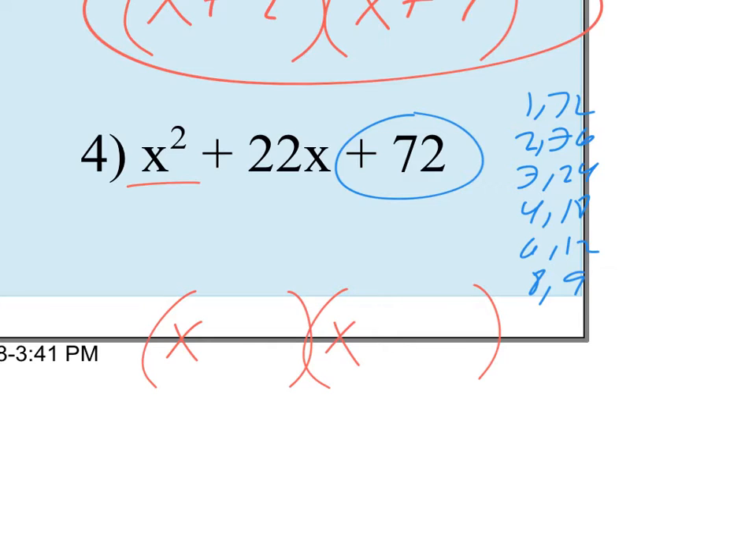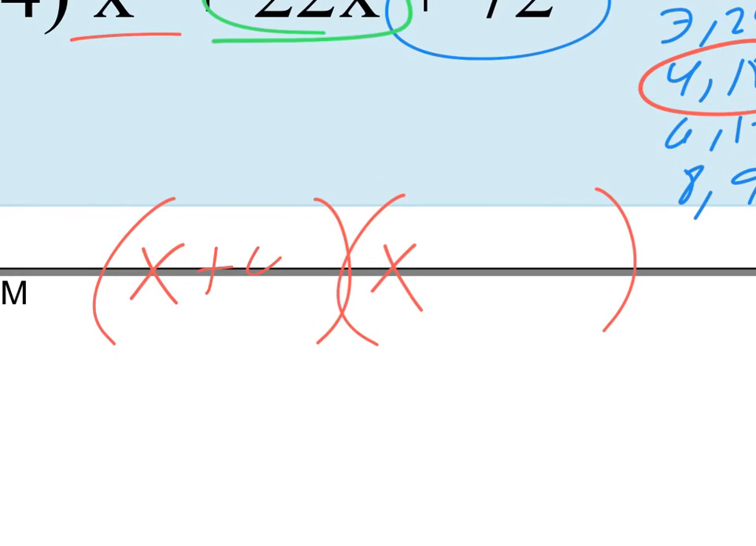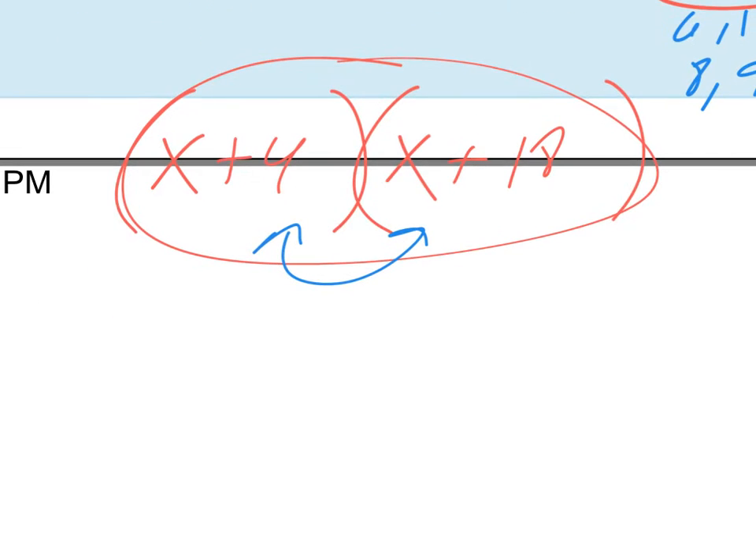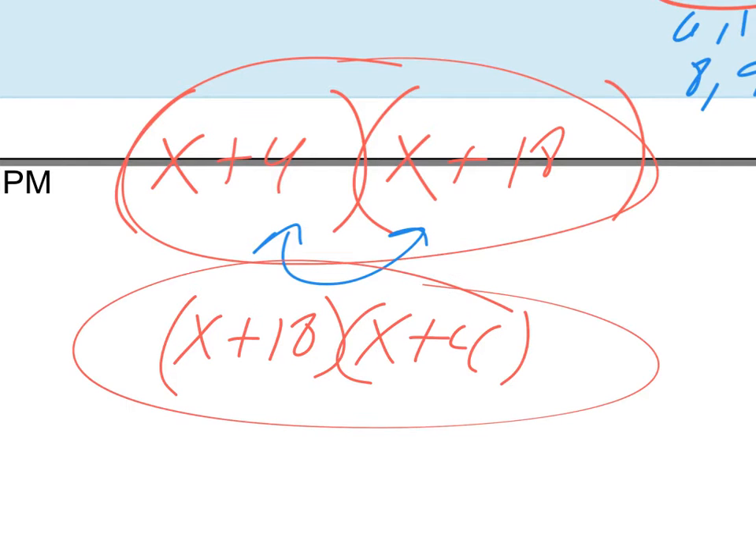And I need to get to positive 22, right? So which set of factors is going to do that? It's right here. 4 and 18 actually add together to give me positive 22. So x plus 4 and x plus 18 are my two binomials. Sometimes people ask, can I switch these around? Does it matter? Nope, doesn't matter. You totally can. You could put x plus 18 and then x plus 4, and it's the same thing, of course.